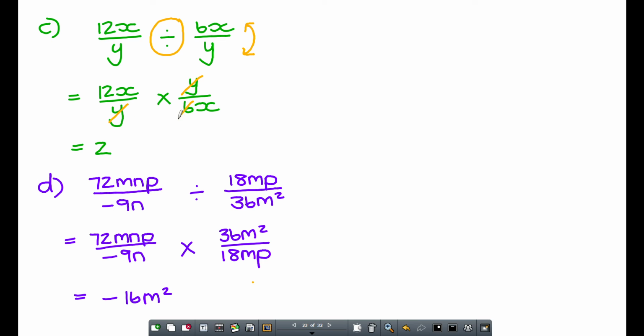6 will go in itself once, and 6 will go in there twice, and the x's cancel out. So that is why my final answer is 2. Okay.